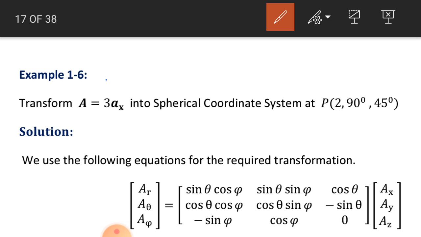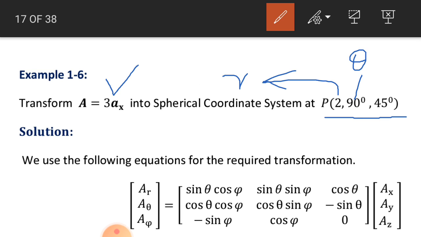In example number 6, we have been given this vector and we want to transform this vector from the rectangular coordinate system into the spherical coordinate system at this point. The point is in the spherical coordinate system. So here is R, here is theta, and here is phi. Okay, so R is 2, theta is 90 and phi is 45.